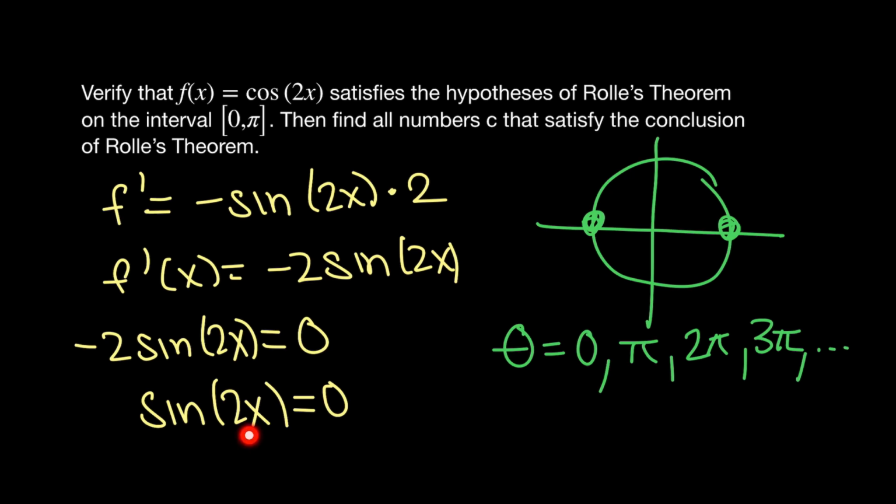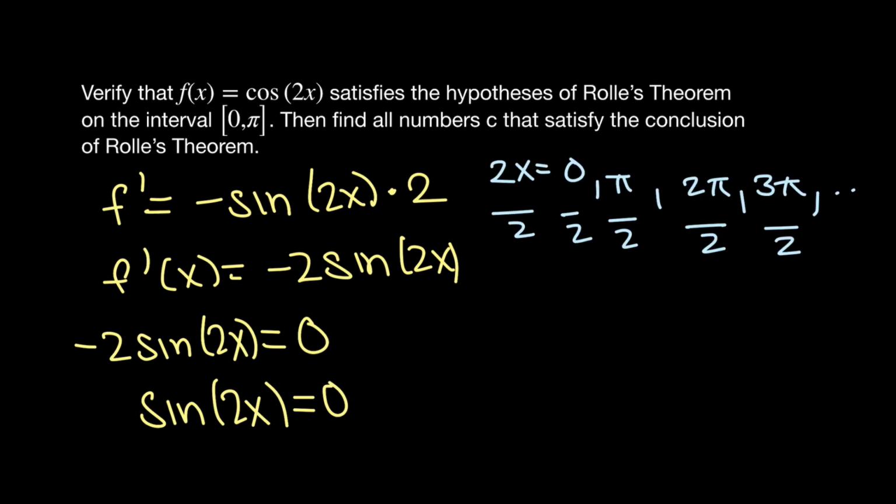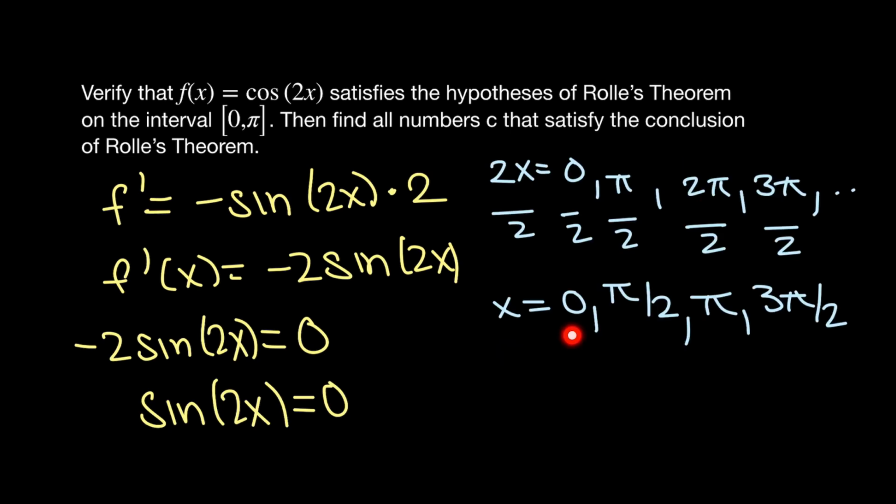Now in this case, I don't have sine of x, I have sine of 2x. So that means 2x could equal 0, pi, 2 pi, 3 pi, etc. And if I divide everything by 2, I get x equal 0, pi divided by 2, 2 pi divided by 2 is pi, 3 pi divided by 2, etc.